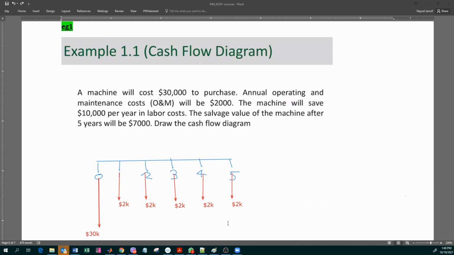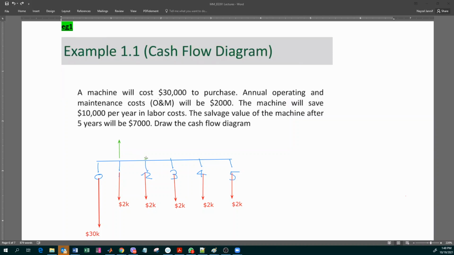All right, now next. So we've dealt with the first line, and we've dealt with the second line. Now let's look at the third sentence. The machine will save $10,000 per year on labor costs. So $10,000 savings, guys. What can you tell me about $10,000 savings? It is almost like an income.